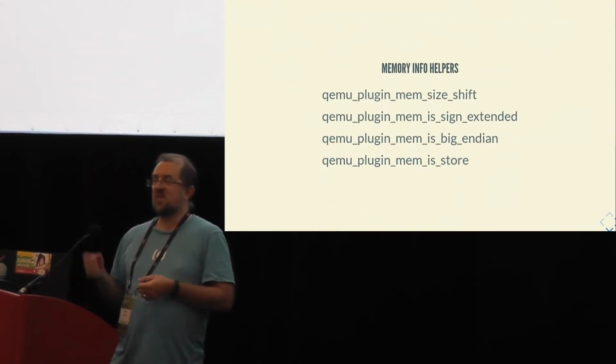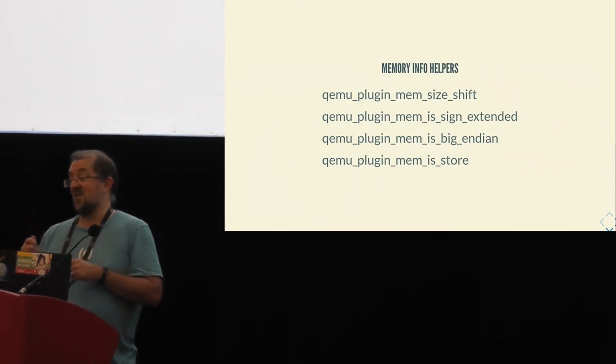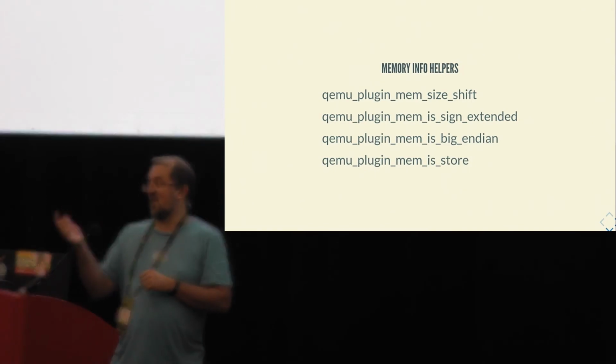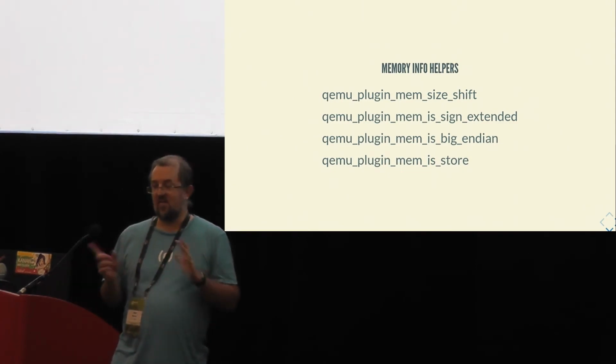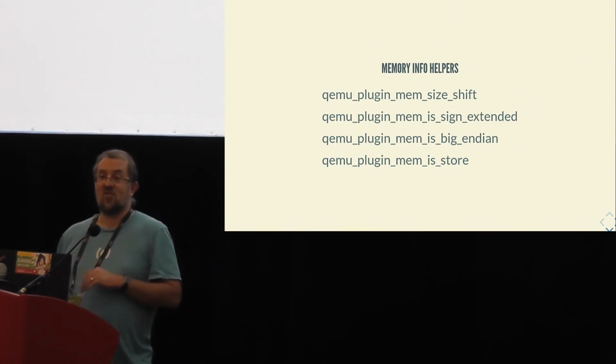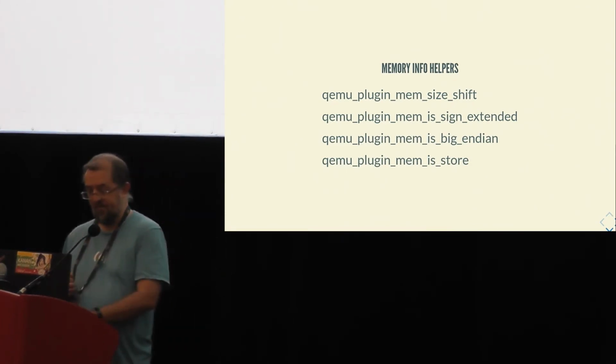So there's a couple of helpers. Importantly, at the moment, you don't actually get access to the data itself. This is certainly something we can look into for version 2, but at the moment, you get the size of the access, whether it's sign extended, is it big endian or little endian, is it a load or a store? And with that, you can actually do quite a lot of interesting experiments already.